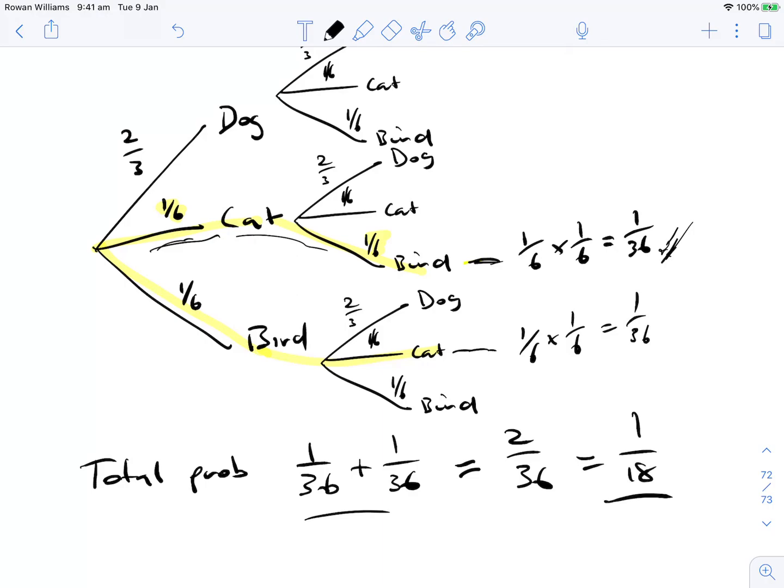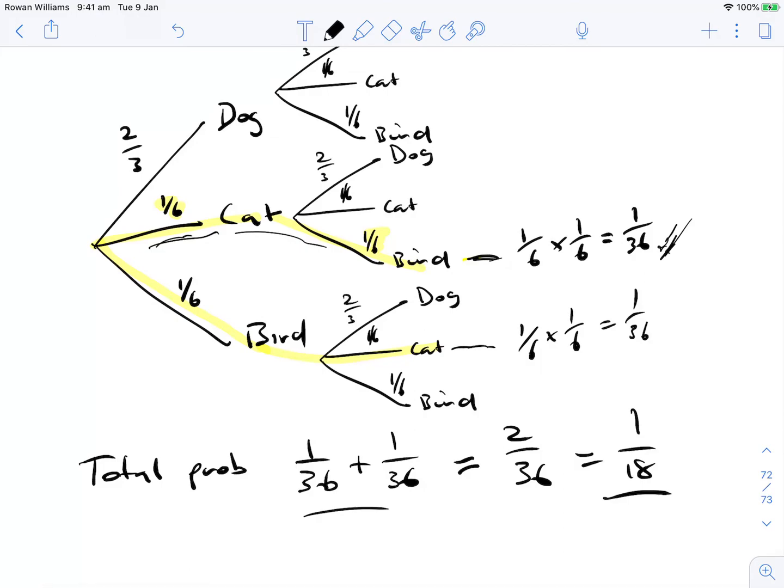That's my probability of getting a cat and a bird owner in the situation where I pick two people out of a group, and those are the odds of getting it.